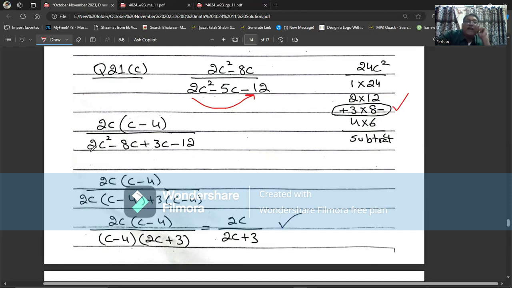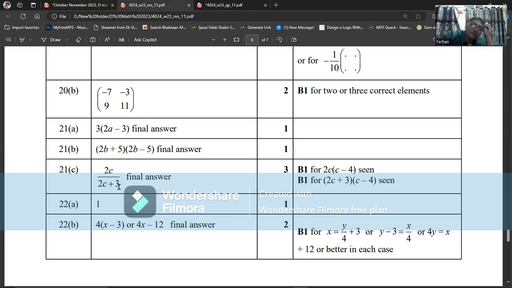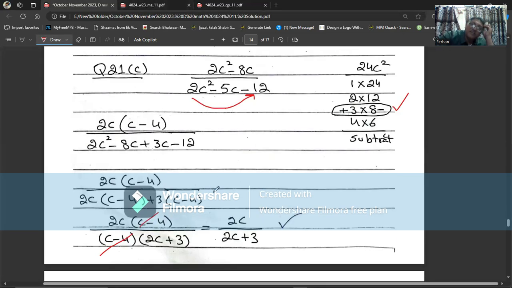So in the denominator, you will have 2c square minus 8c plus 3c minus 12. From these first two terms, I will take 2c common. In the bracket, you will have c minus 4. From the last two terms, I will take plus 3 common. So in the bracket, I will have c minus 4. Then I will take that c minus 4 common. So this c minus 4 and this c minus 4 will be cancelled. You are left with 2c divided by 2c plus 3. Our answer is right. This is how you do this.